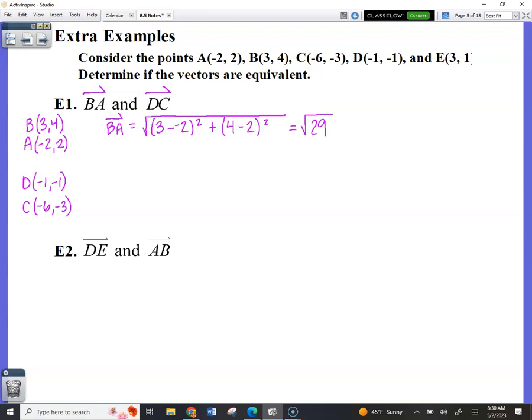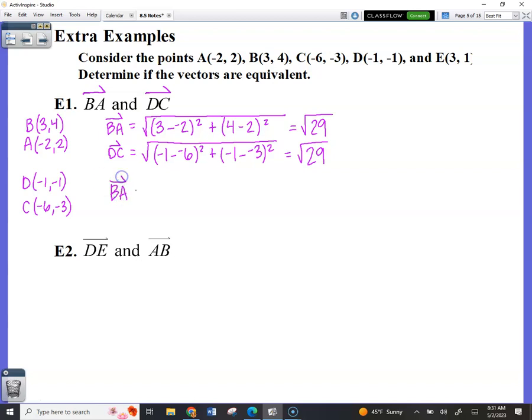And then come over here and repeat with DC. So we've got negative 1 minus negative 6 squared plus negative 1 minus negative 3 squared. And if you type it in your calculator, you get the square root of 29 again. So far they have the same magnitude. Same magnitude tells me that they have the same length. So now I would need to continue in checking the slope.